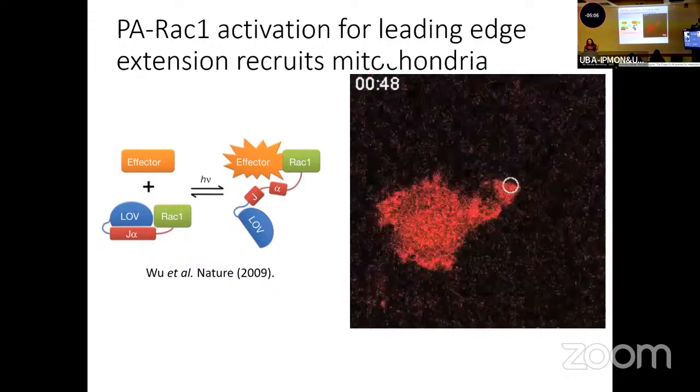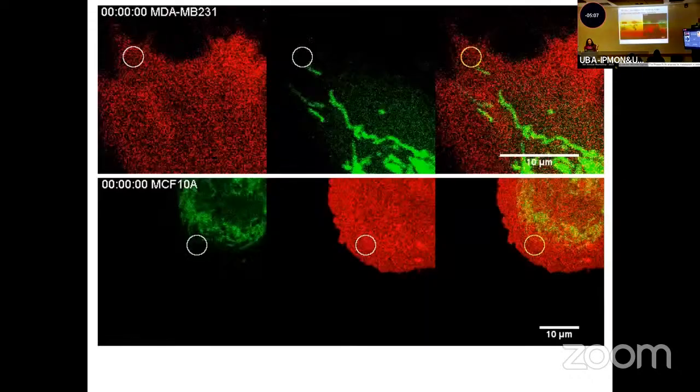So we said, okay, let's use RAC. And now in these movies, these are MB231 cells. These are the very aggressive breast tumor cells. These are the non-aggressive, they're not tumor cells. And we labeled the red is RAC and the green is mitochondria. And so we asked, if we photoactivate RAC, will we see preferential recruitment of mitochondria to the edge?